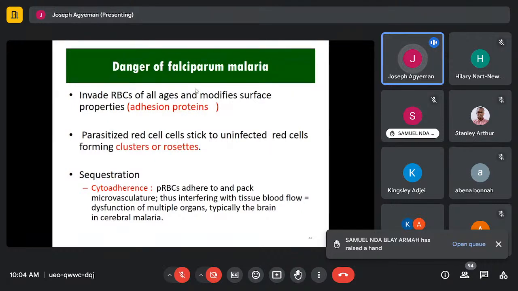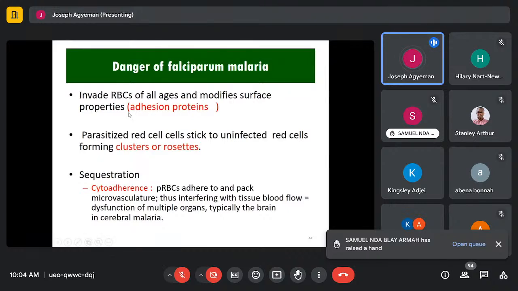If they also stick to the walls of the blood vessels, they can also narrow or block the blood vessel altogether. And this reduces the supply of blood to areas that are distal to the point of blockade. Then you have a problem.